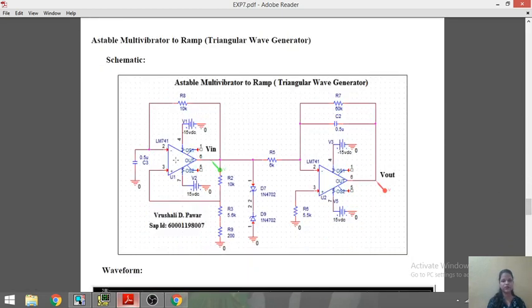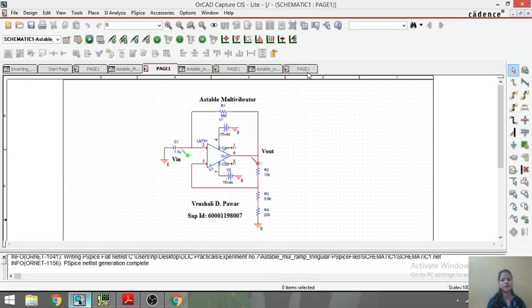Next is the astable multivibrator to RAM, that is the triangular wave generator. So here is the circuit for that triangular wave generator. Here the Zener diode is used. The purpose of the Zener diode at the output of the first stage is to reduce or fix the peak to peak value to a particular value. So let us simulate this circuit in the OrCAD software.